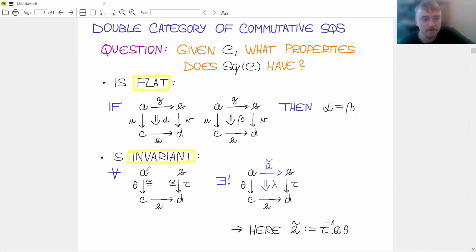The other property is invariance, which is to say that if we've got this kind of shape in which the vertical parts are isomorphisms, then it can be filled uniquely into a square. In our case, this H tilde is given by this composite.